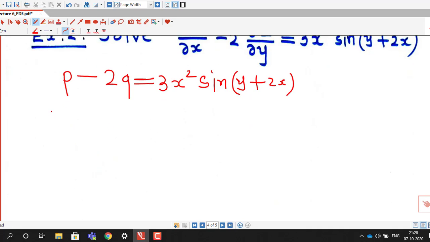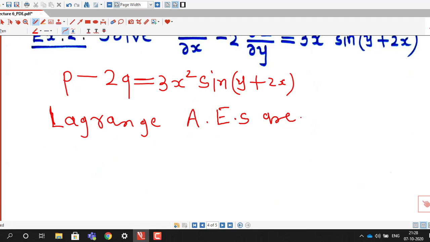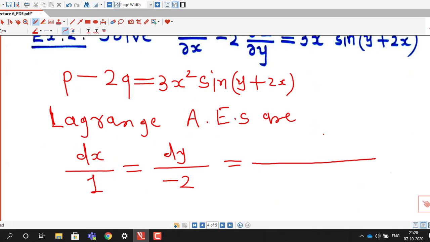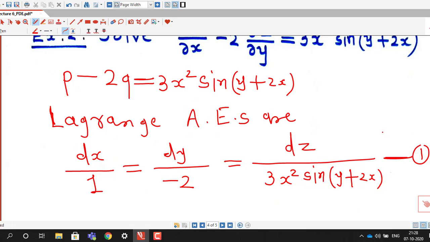So as usual we have to start with the Lagrange auxiliary equations. So the Lagrange auxiliary equations are dx divided by the coefficient of small p, which is 1, dy divided by the coefficient of small q, which is minus 2, and dz divided by the right hand side, which is 3x square sine of y plus 2x. So we give this number 1.